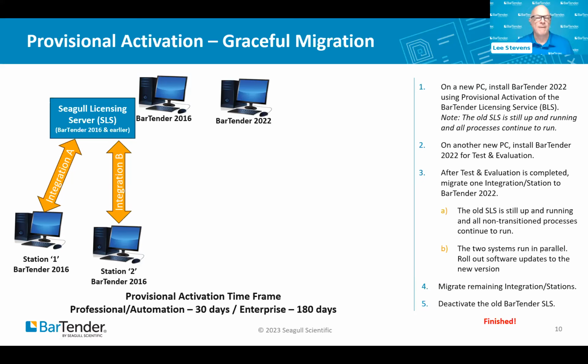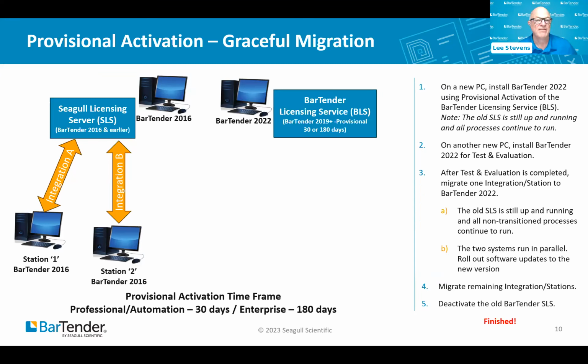You're going to install BarTender 2022 on a new PC, not on top of the old one, because that would just flat out replace it. Put it on a new one. Put it on the one that maybe is where you want the licensing service to be. Then, once you have that set up, that will automatically install the BarTender licensing service. You're going to use the same PKC here, and you're going to select provisional activation.